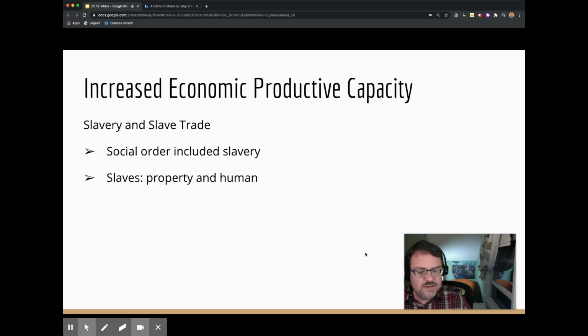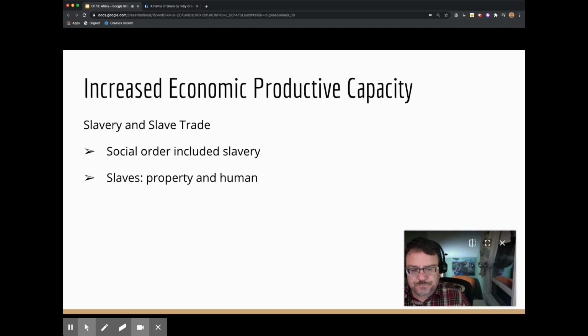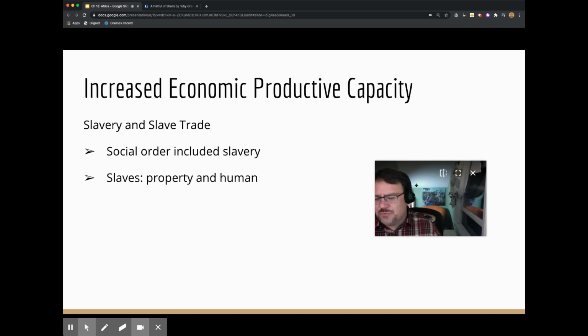Slaves in all of these places, including in Africa, were both property. The idea of slavery is the idea that someone owned somebody else. But in Africa, slaves were also considered fully human. And this would also be true in other places, but it's important to note this now because of the changes that are going to come with the slave trade into the early modern period, the next time period.